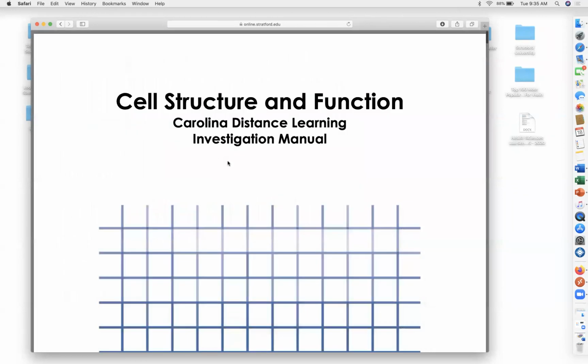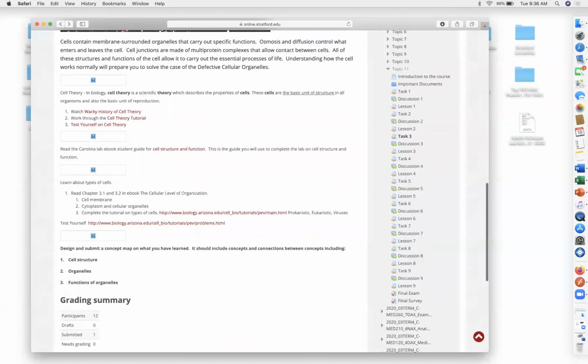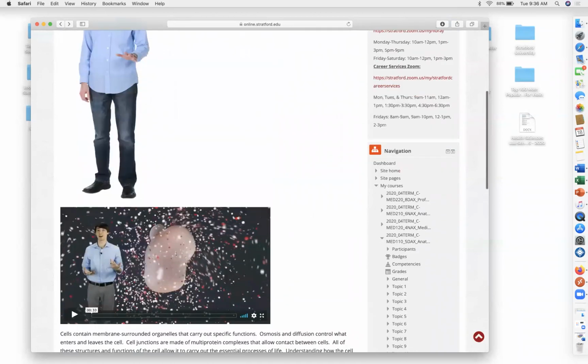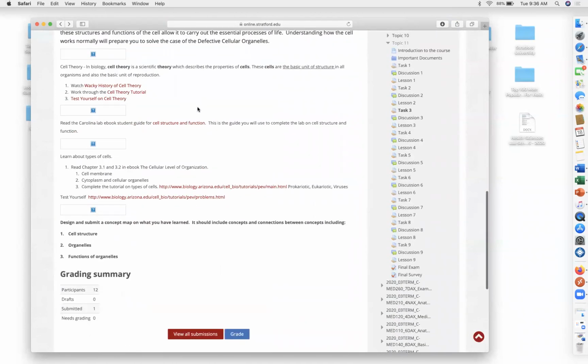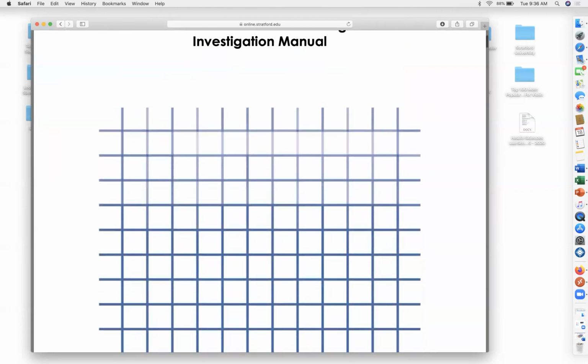Now let's look. When you click on this, oops, let me be specific. It's in your task 3. So if you go into task 3 and you click on cell structure and function, those are Carolina notes. Okay. And of course, everything that we went over, create a concept map to link cell structure, organelles, and the function of organelles. And that makes sense. And this set of notes can help you. And looky here. Let me go fast forward.